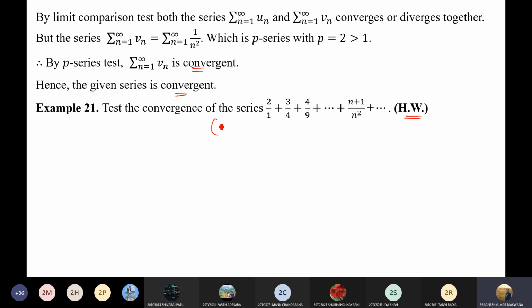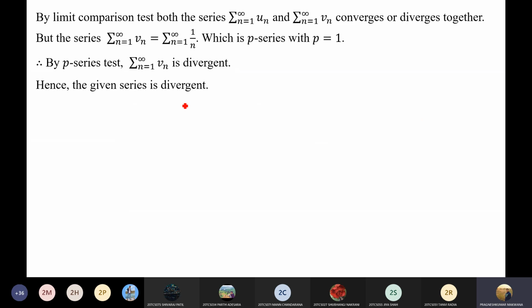So in this example, hint: Un is equal to n plus 1 upon n square. What is the Vn? 1 upon n. So by this concept, you can see that the Vn is divergent, summation Vn. So the answer is, the series is divergent.